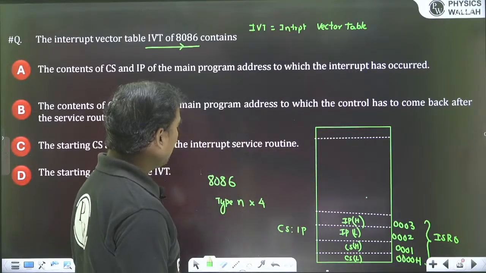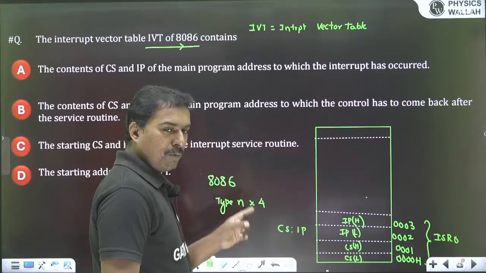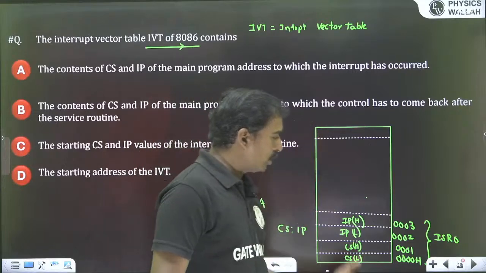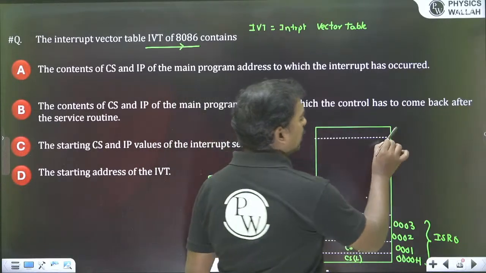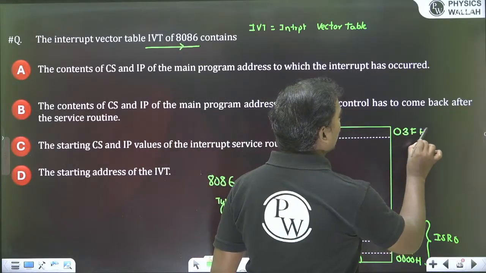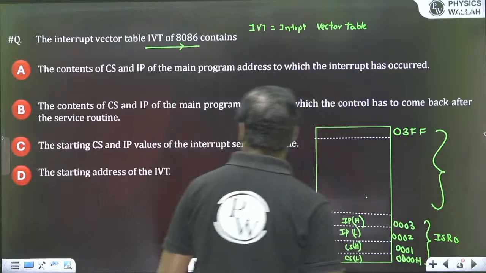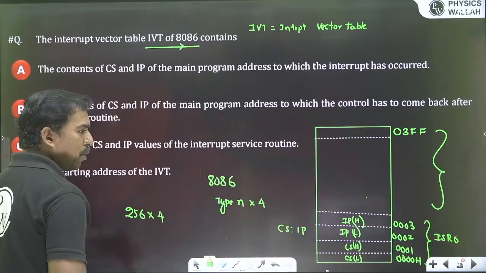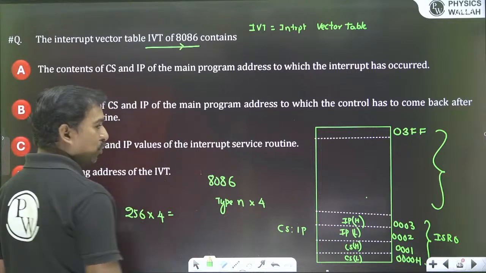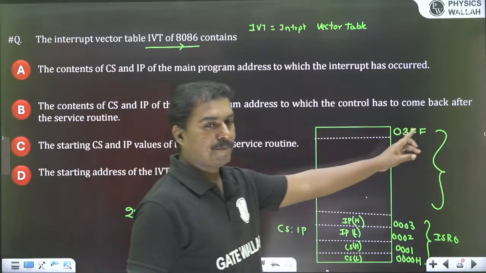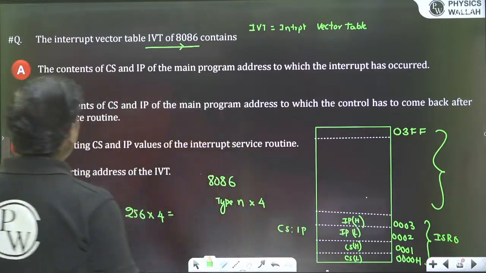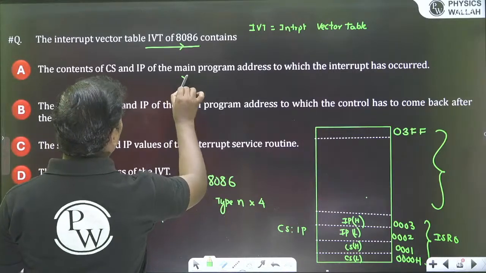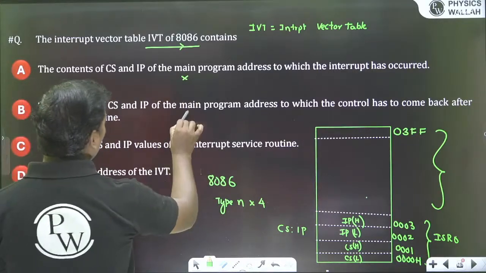So whenever an interrupt occurs, the type number is multiplied with 4 and that address is stored in the IVT table. Like that, the table will end at 03FF. So a total of 256 interrupts are there. 256 into 4 memory locations requires 1024, and 1024 means 3FF. Okay. So the contents of CS and IP of the main program, no.